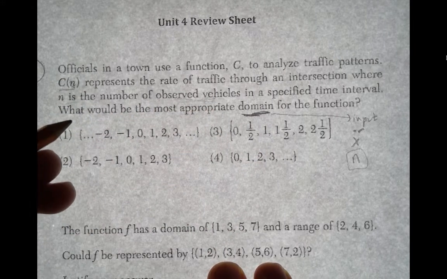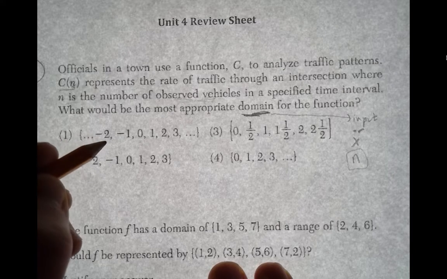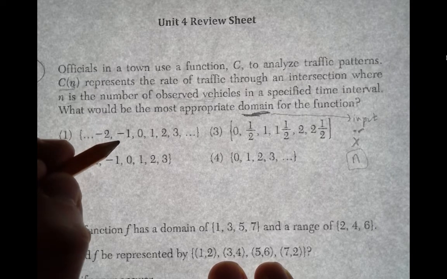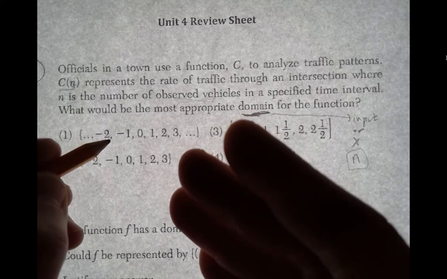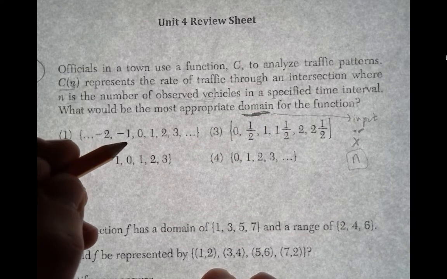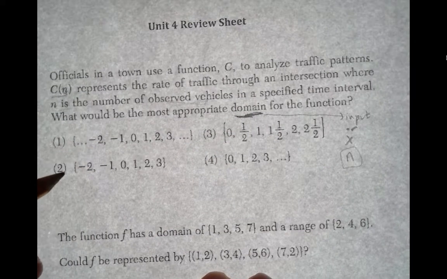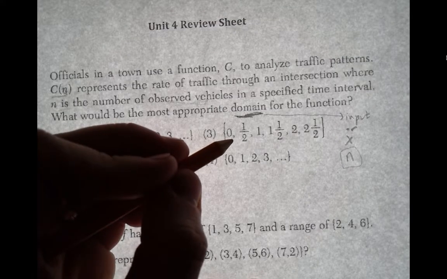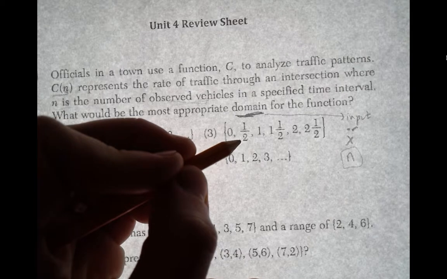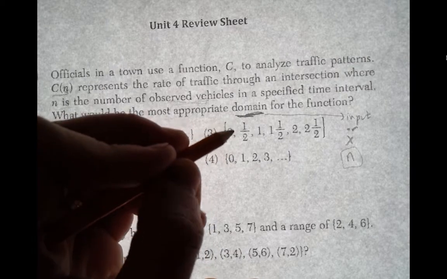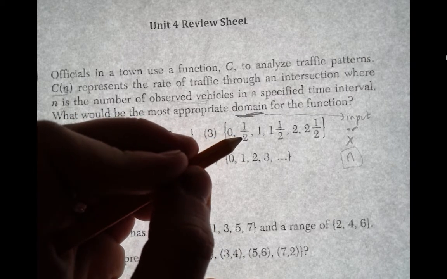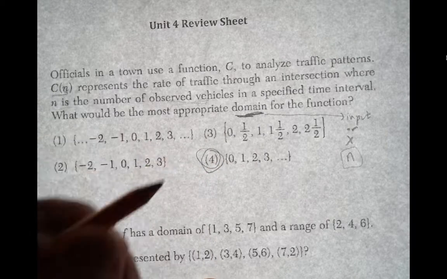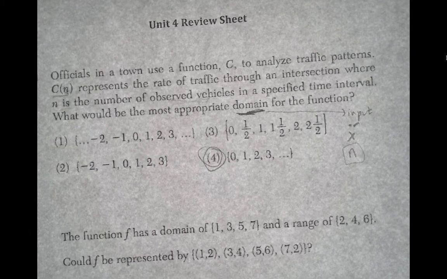Now, if you start looking through these, over a certain amount of time, you cannot have a negative number of vehicles. The lowest amount you can see is no vehicles through the intersection. There's no such thing as a negative vehicle. Same thing with 2, I can't have negatives. 3, I can't have a fraction of a vehicle. A motorcycle isn't half of a car. It's a vehicle, right? It's another thing in the intersection. So it's going to be answer choice 4 for this question.